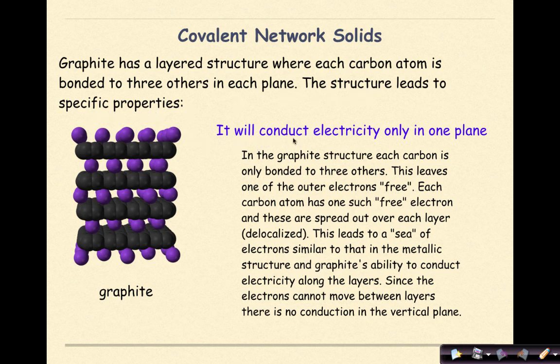The first is that it will conduct electricity only in one plane. In the graphite structure, each carbon is only bonded to three others. This leaves one of the outer electrons free. Each carbon atom has one such free electron, and these are spread out over each layer. In other words, they're known as being delocalized. This leads to a sea of electrons similar to that in the metallic structure and graphite's ability to conduct electricity along the layers. Since the electrons cannot move between layers, there is no conduction in the vertical plane.